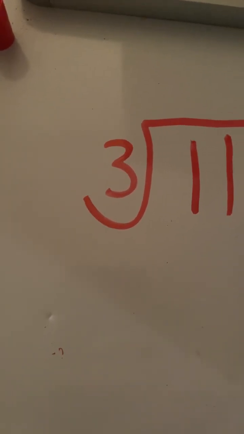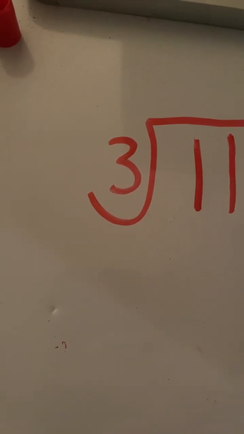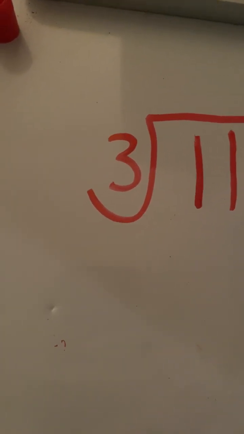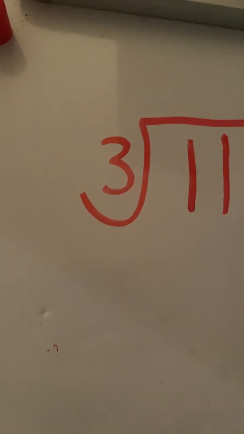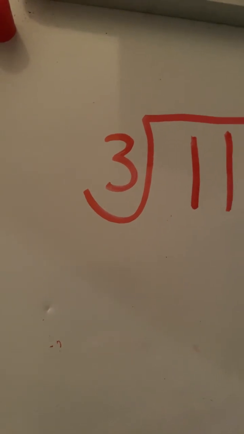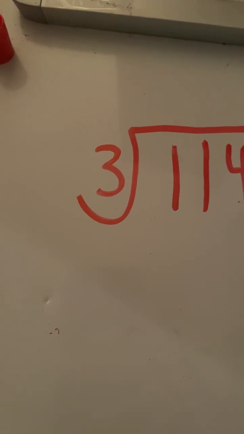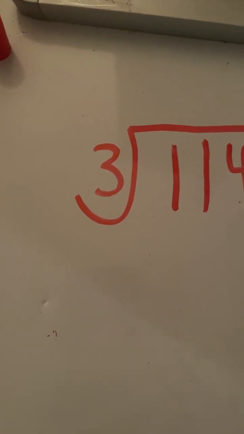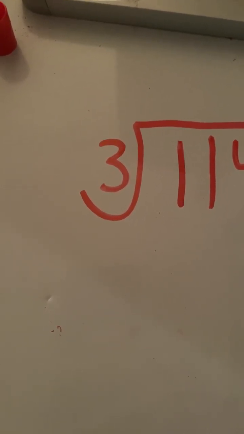Now we cannot start out with one digit by one digit division because 3 is bigger than 1, and the number inside has to be equal to or bigger than the number outside. But we can start out with 2 digit by 1 digit. So we can start out with 11 divided by 3. We want to see how many groups of 3 we can get in the number 11.